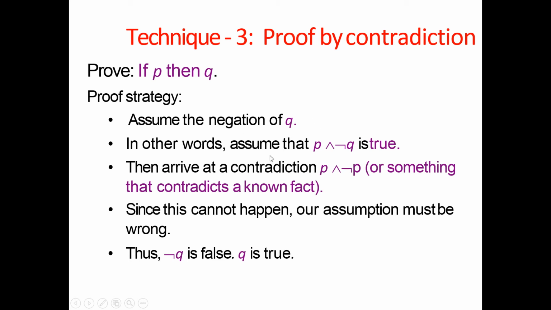In other words, assume that P and negation Q is true. Then arrive at a contradiction, P and negation P, or something that contradicts a known fact. Since this cannot happen, our assumption must be wrong, and in conclusion, we'll say that negation Q is false and Q is true.